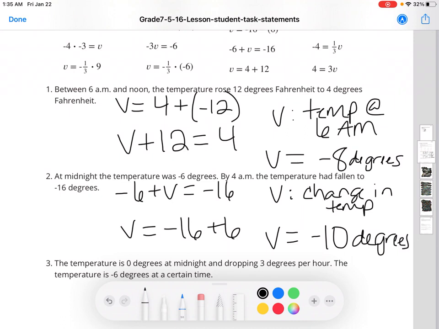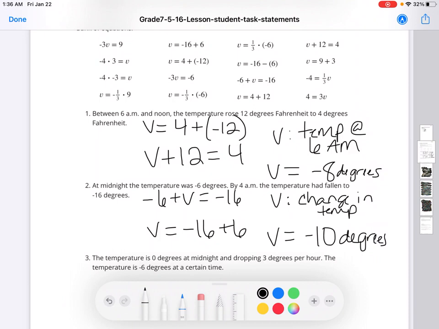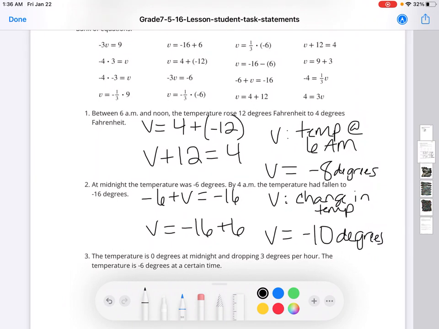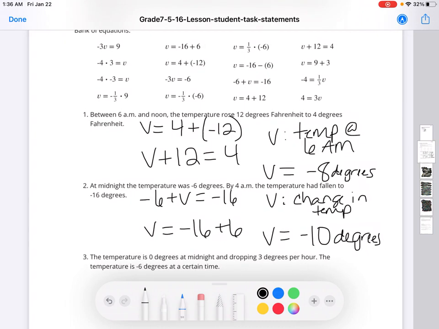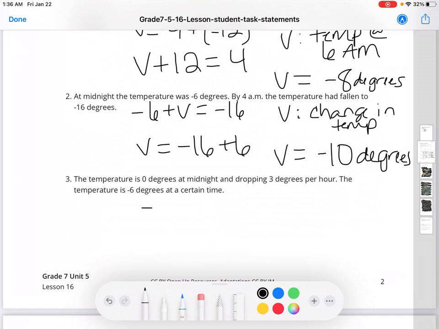Number 3, it says the temperature is 0 degrees at midnight and dropping 3 degrees per hour. The temperature is negative 6 degrees at a certain time. Let me zoom out so you can see the equations also. So which two equations would fit this situation? Next we have negative 3V equals negative 6. And V equals negative 1/3 times negative 6.